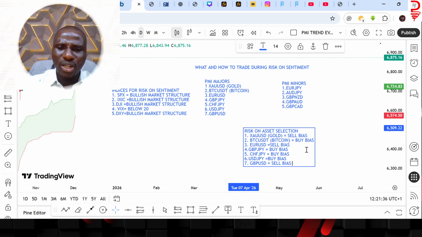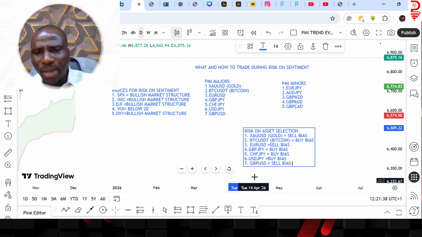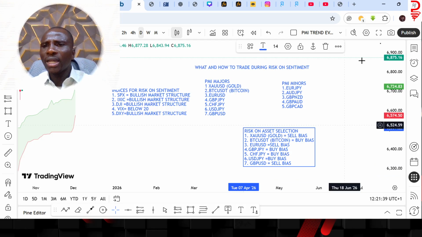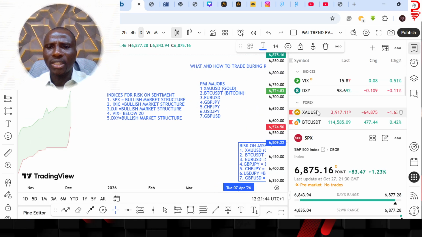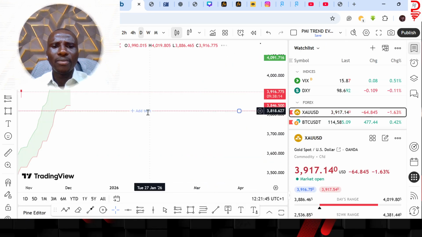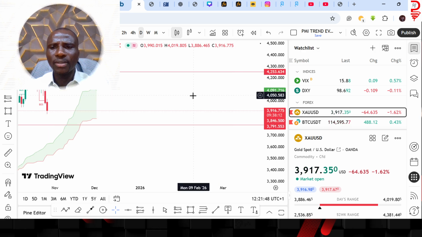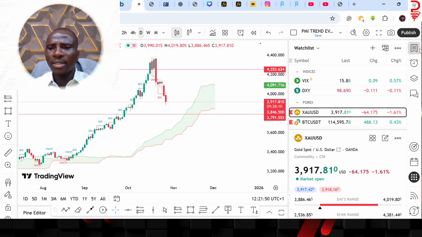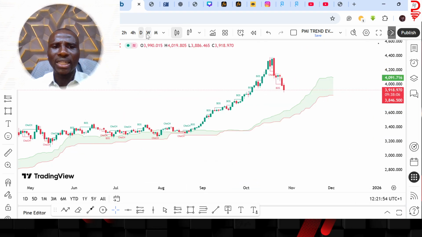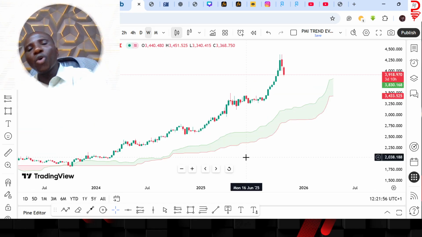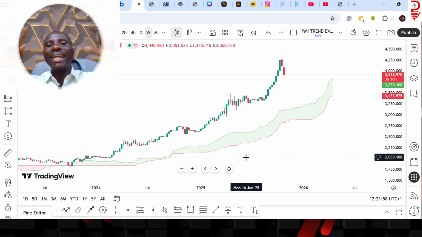Now, let me quickly go into the chart. Let me pick one. Let's just overview any of them, let's start with gold. This is gold now. This is gold, and what we'll do, of course, is we want to see our directional bias. We have said that gold should sell. Our directional bias should be on the sell before we sell.